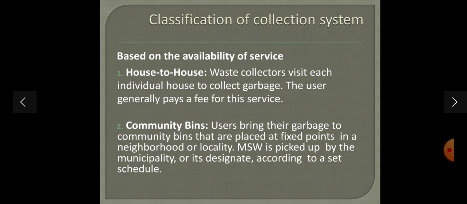Then we have the community bins. Here, the users will bring the waste to the community bins. There will be a bin that is placed at some points which will be fixed already, and people will collect the waste from the point where it is generated, and then fill the community bins somewhere in the locality. And then the waste will be picked up by the municipality or anybody who is actually assigned to do this. So that is what we call community bins.